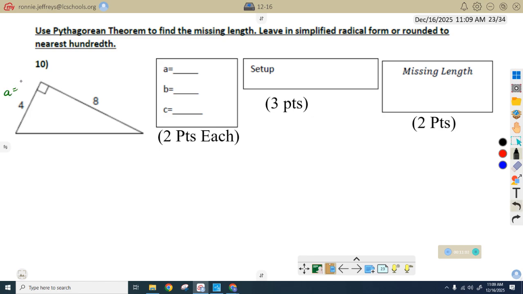So, my A is going to be my short side. My B is going to be my long side. And my C is going to be my hippopotamus. Now, labeling this, 2 points each. Setting it up, 3 points. Finding the actual missing thing, 2 points. I am so sorry that we didn't have a review day where I showed y'all how to set this up on Friday or previously.